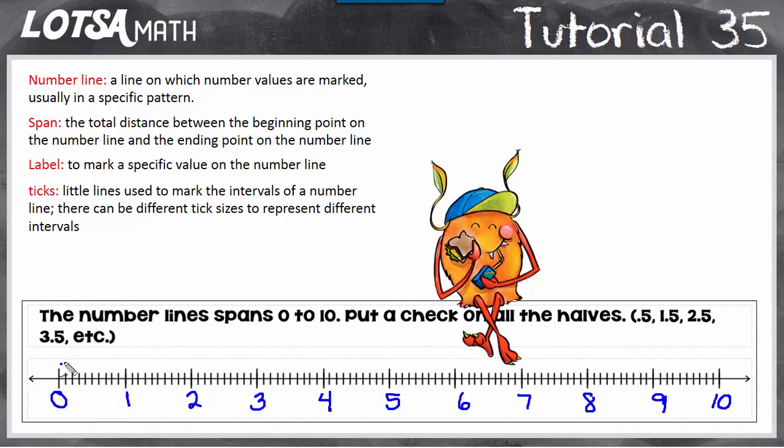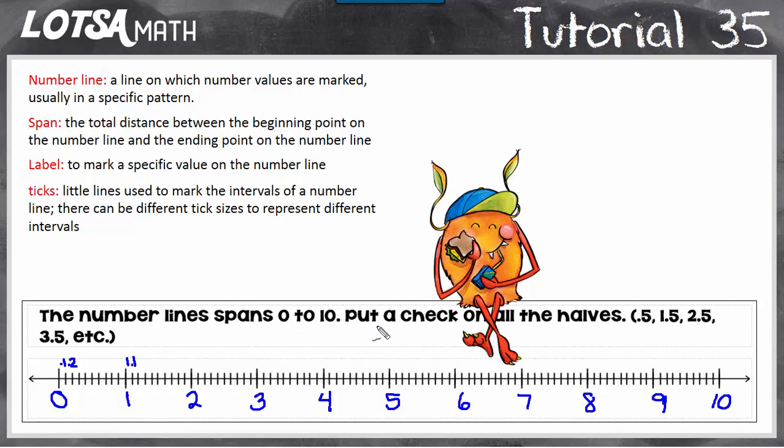This first tick would be where 1/10 would end up being. The second tick would be 2/10, and so forth. At this point, if you go past the 1, the first small tick is going to be 1 and 1/10. 1 and 2/10, 1 and 3/10, 1 and 4/10.